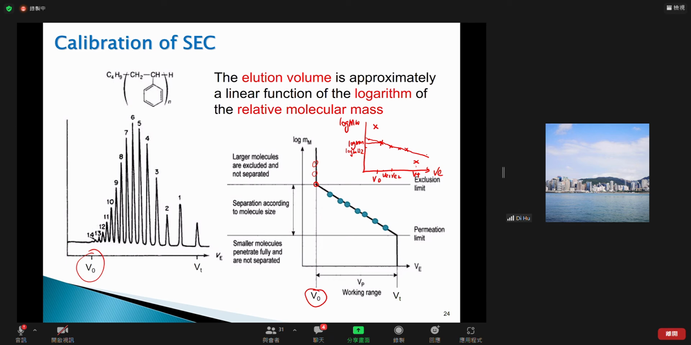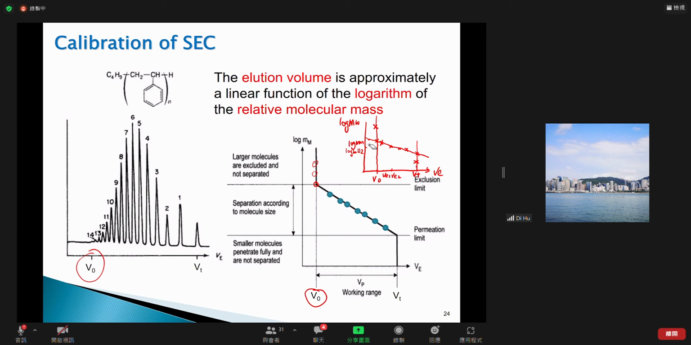See that? For V0, as long as your analyte is larger than a certain size, whatever the molecular weight or molecular size, larger than that, they all get the same V0. That's why it's a straight line, right? And also the same for Vt: anything smaller than that is the same. So here you now get two cross points for this straight line.